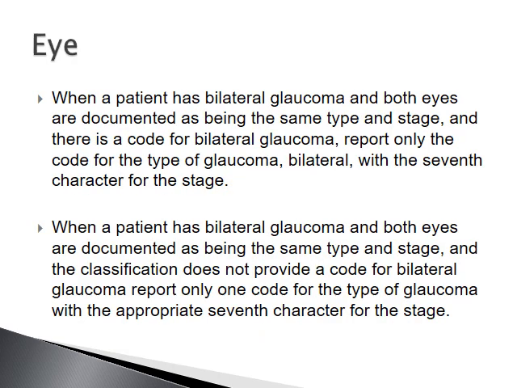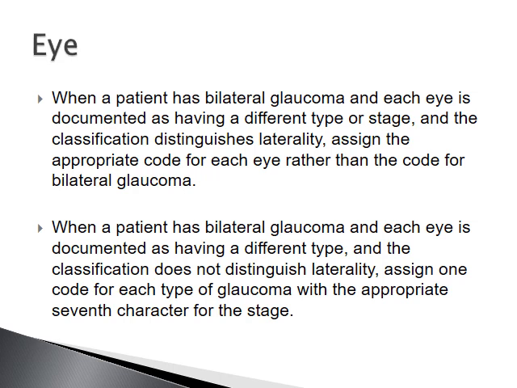When a patient has bilateral glaucoma and both eyes are documented as being the same type and stage, and there is a code for bilateral glaucoma, report only the code for the type of glaucoma bilateral with the seventh character for the stage. When a patient has bilateral glaucoma and both eyes are documented as being the same type and stage, and the classification does not provide a code for bilateral glaucoma, report only one code for the type of glaucoma with the appropriate seventh character for the stage.